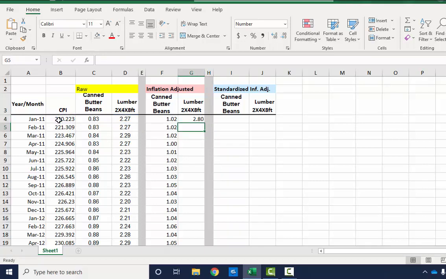So there we are. This $2.27 stick of lumber back in January 2011, adjusted for inflation, should be about $2.80. Here comes the magic of Excel.